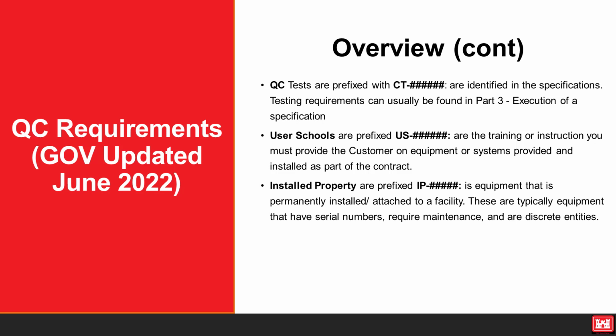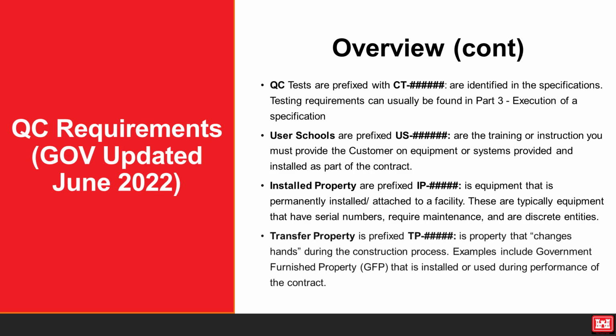Installed property is equipment that is permanently installed and attached to a facility. These are typically equipment types that have serial numbers, require maintenance, and are discrete entities. As installed property arrives at the job site, compare it to the approved shop drawings for conformance to the contract and record the manufacturer, serial number, and other maintenance-related information.